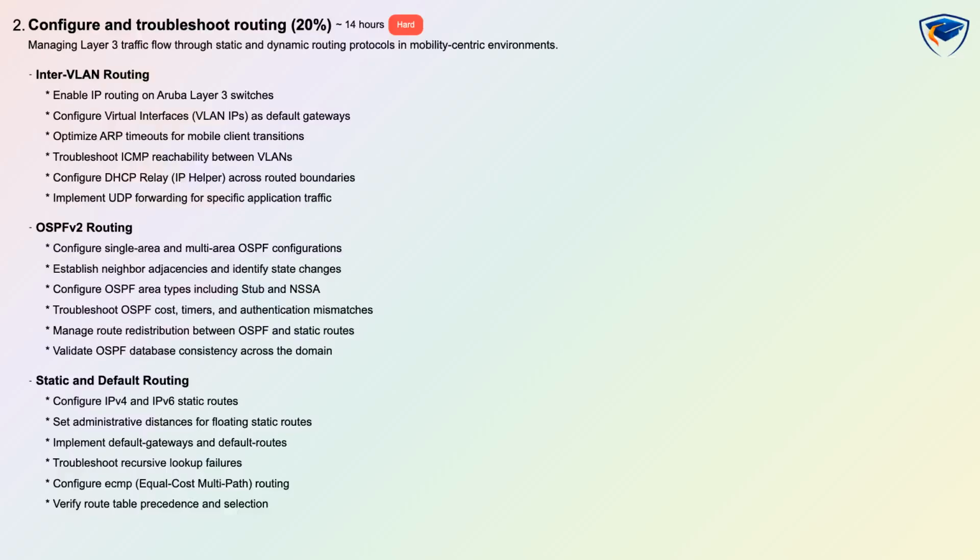The routing topics include OSPFv2 with single area and multi-area configurations, neighbor adjacency troubleshooting, area types such as stub and NSSA, and route redistribution and database validation. You will also master static and default routing for IPv4 and IPv6, administrative distances for floating routes, ECMP configuration, and troubleshooting recursive lookup failures.